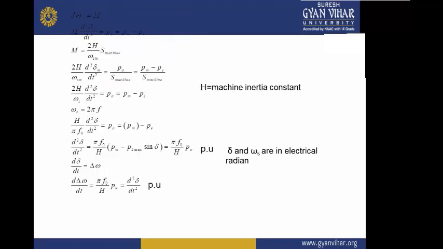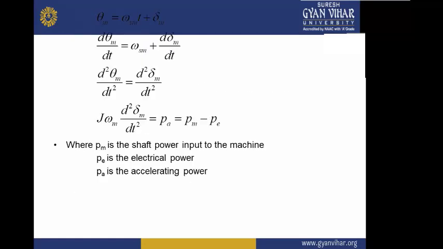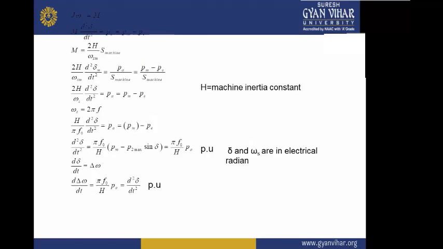Now we know that J omega m can be written as a moment of inertia, as defined by Einstein. If I replace this M with the J omega m in the previous equation, I will be able to write the previous equation as d2 delta m upon dt square, which is equal to Pa, equal to Pm minus Pe.